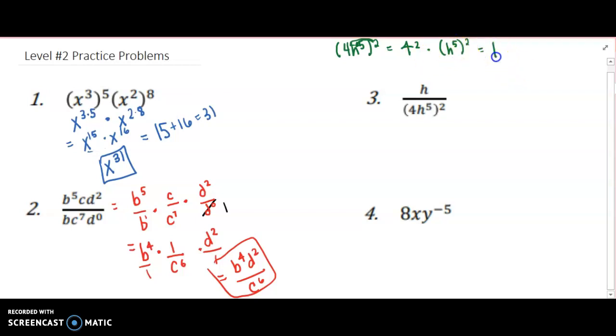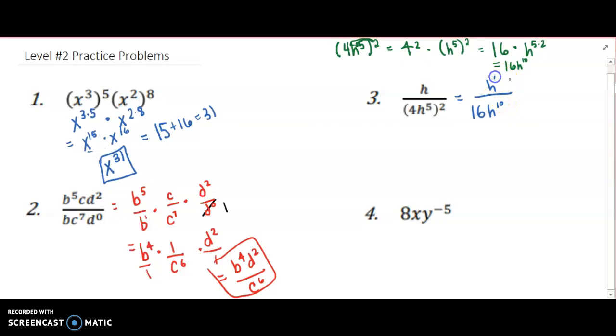Okay, and 4 squared we know is 16, times h to the 5 to the 2nd is h to the 5 times 2, which is just 16h to the 10th. Okay, so that's my denominator. So if I go back here, this is going to equal h over 16h to the 10th.